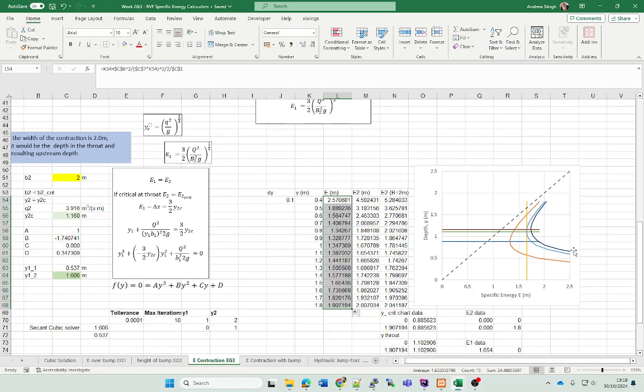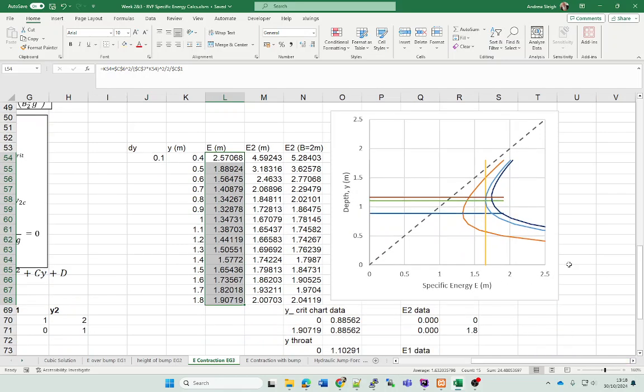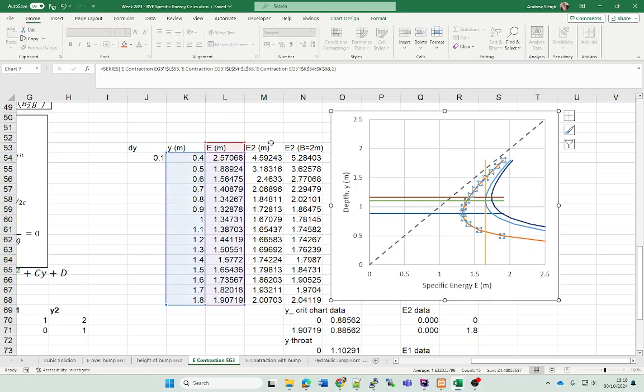Okay, so what have I got on this chart now? Let's zoom in somewhat. Let's click on the chart. We see the first, that's the energy curve upstream. The light blue line is the energy curve when we've got critical depth at the throat. We'll see the critical depth going into the contraction, critical depth at the contraction, and then we see that this yellow line and green line cross at the turning point of the energy curve.